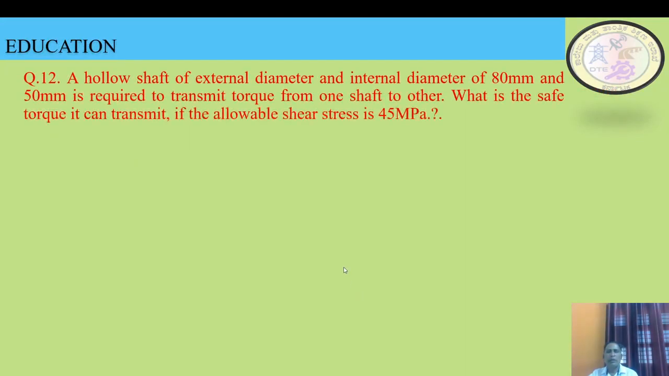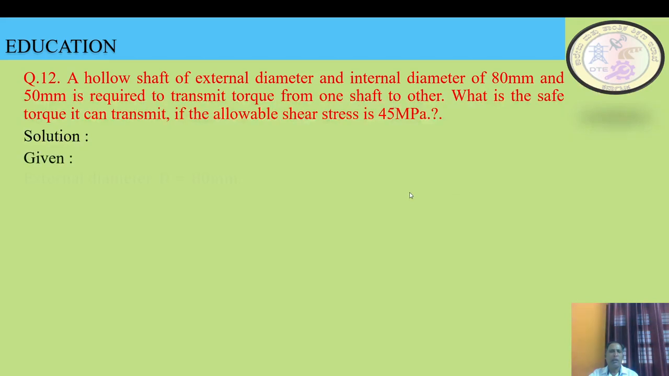A hollow shaft of external diameter and internal diameter of 80 mm and 50 mm is required to transmit torque from one shaft to another. What is the maximum torque it can transmit if the allowable shear stress is 45 megapascal? As we know, the torque transmitted by a hollow shaft is pi by 16 D into capital D raised to 4th minus small d raised to 4th.